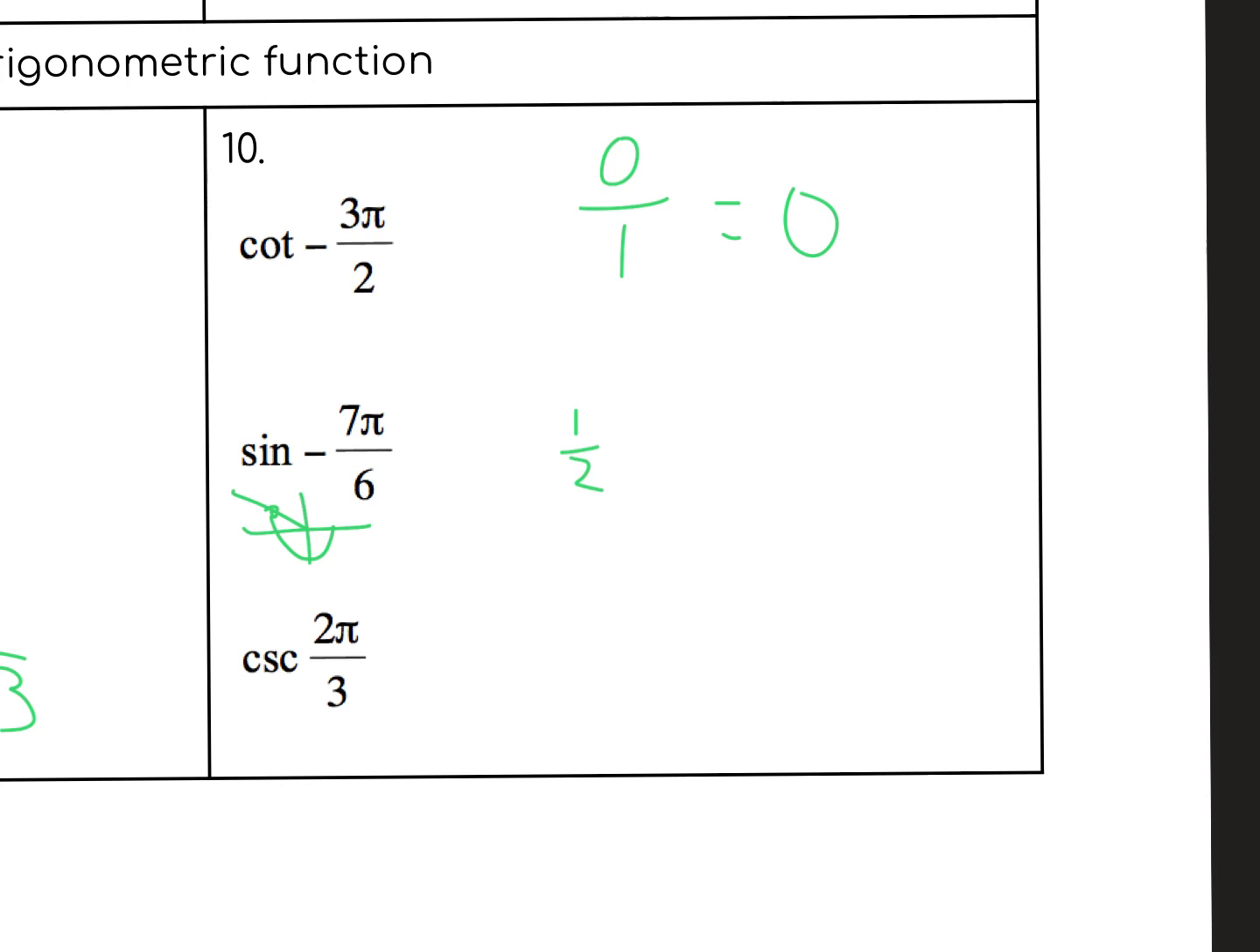Cosecant of 2 pi over 3, so that's the sine of 2 pi over 3, which is the sine of pi over 3, which is root 3 over 2. But wait, I got to flip it over, so 2 over root 3. 2 pi over 3 is in second quadrant again. Sine is positive, so that would be an acceptable answer. If you want to get all rationalized in the denominator, you could do that.